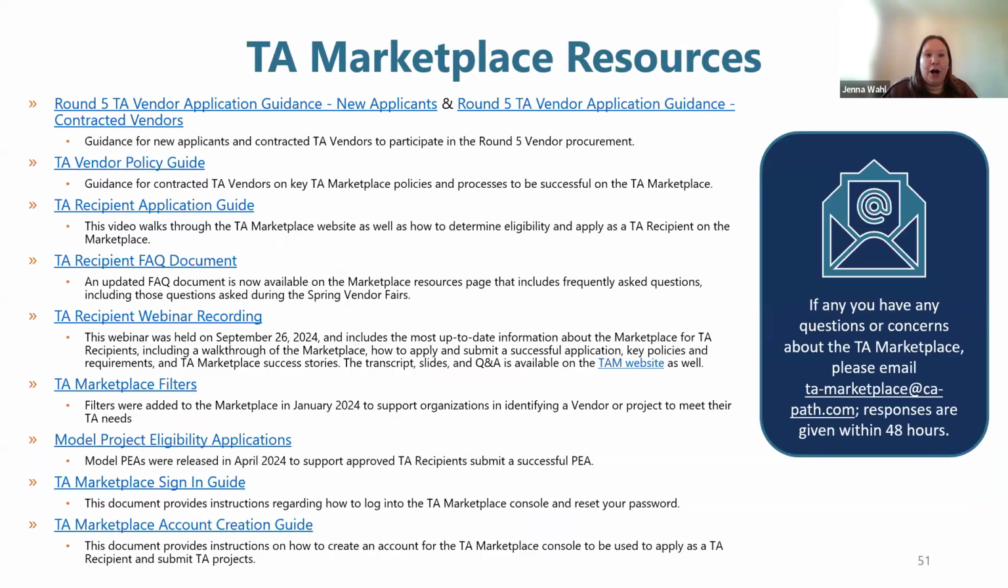And lastly, we just want to share all of the available resources on our TA Marketplace webpage, including the Round 5 TA Vendor Application Guidance for new and contracted vendors, as well as that updated TA Vendor Policy Guide that was explored in some detail on today's webinar. We also included some TA recipient webinar and other application support should you be working with TA recipients to gain access or submit a successful project eligibility application. Again, we do have our TA Marketplace email address listed here.